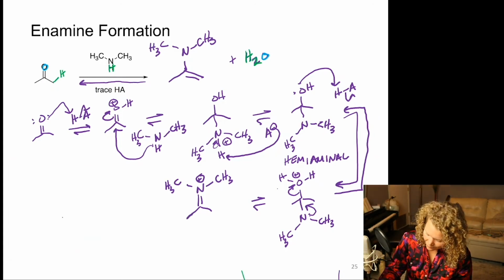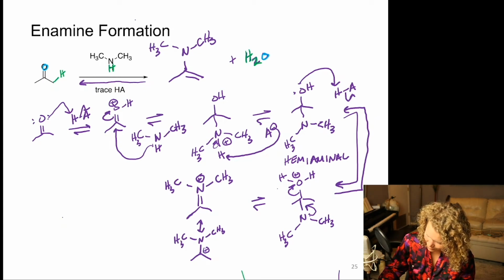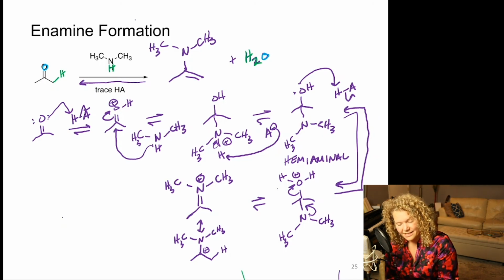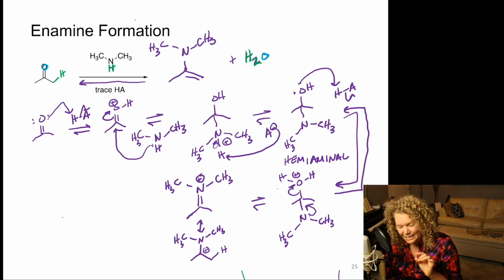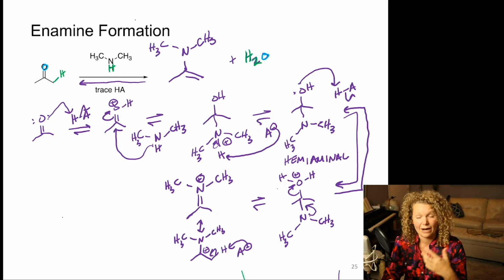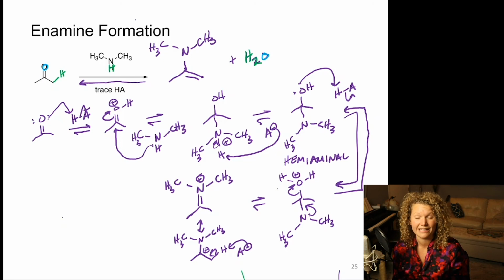We could even draw a resonance structure here to show that the carbon of this carbon-nitrogen double bond is not very happy. I've got a positive charge here. And so what really happens is this is starting to look like an E1 elimination. And the electrons push down to make a double bond. And this is exactly what happens with our enamine formation.